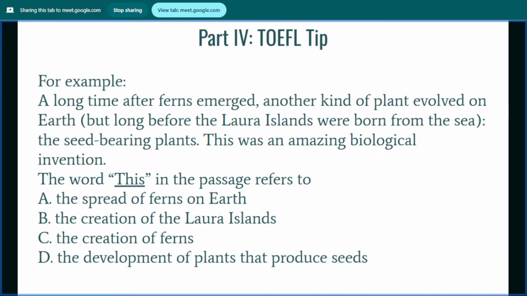Okay, the seed bearing plants. This was an amazing biological invention, that's what they said. So what was an amazing biological invention? You can ask that question to yourself also, and then you will get the answer. The seed bearing plants, and the answer comes: the development of plants that produce seeds. Of course, it has been rephrased and paraphrased, so you should be able to comprehend it accordingly and not get confused over here.